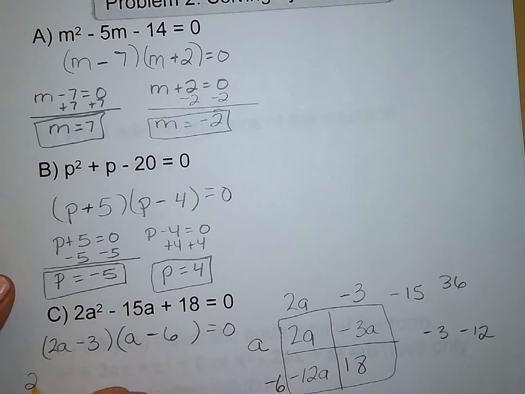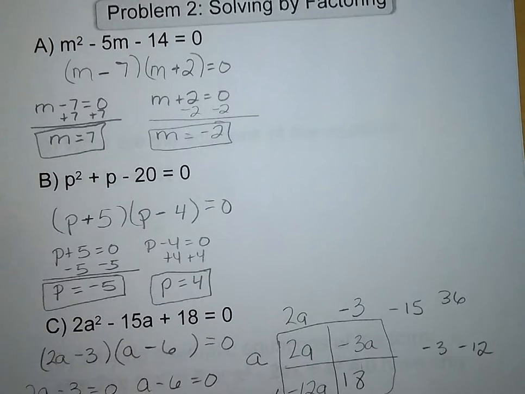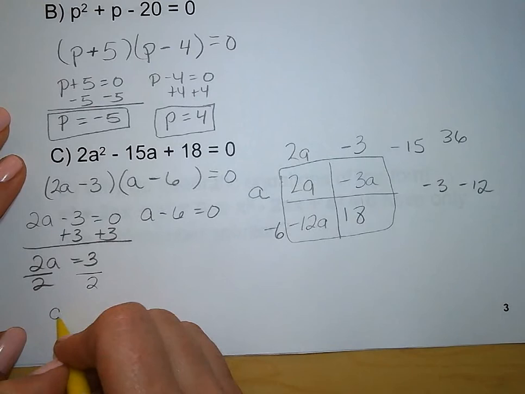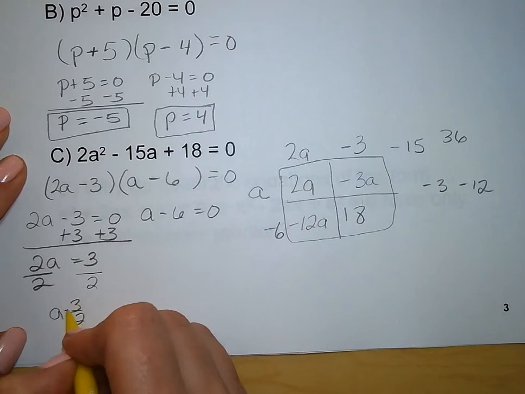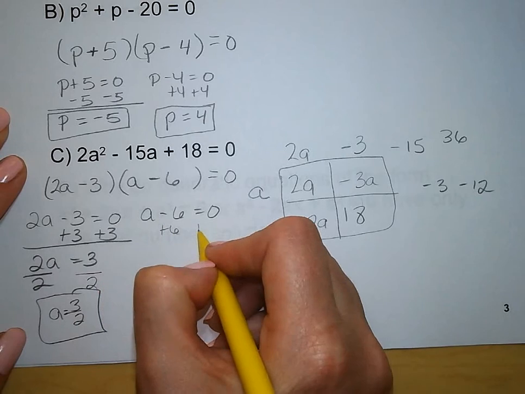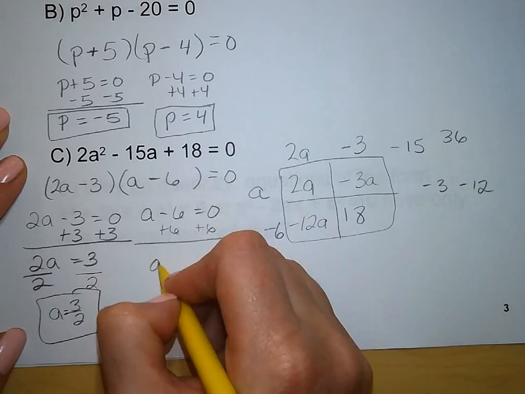Set them both equal to 0. All right, add 3 to both sides and then divide by 2. And we're left with a is equal to 3/2. Add 6 to both sides, and a is equal to positive 6.